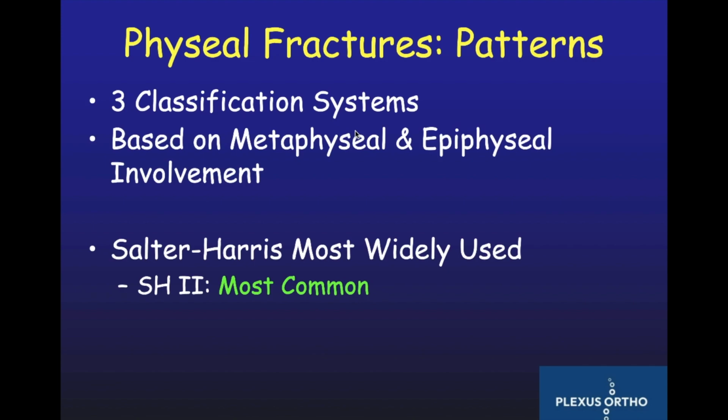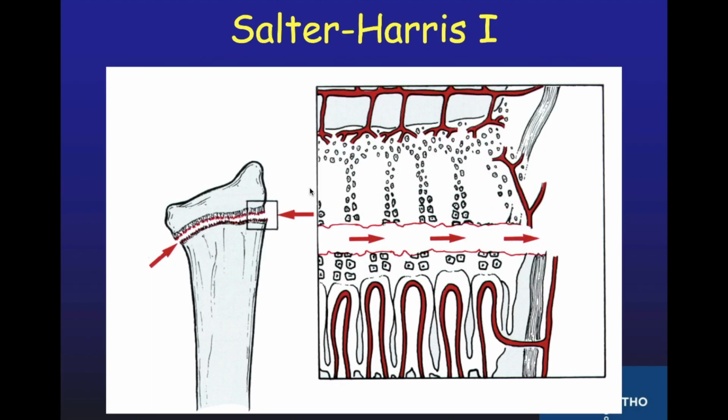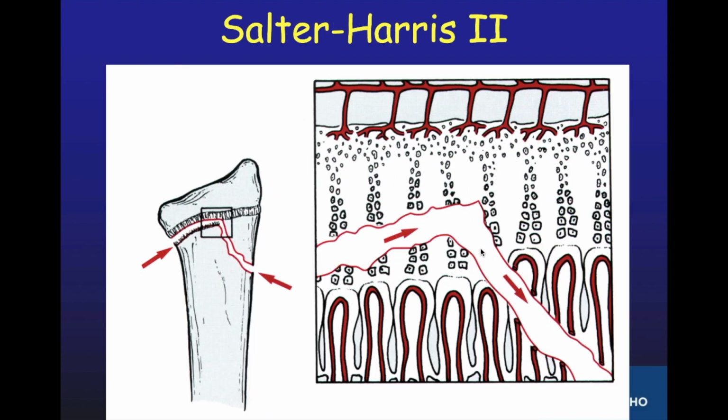Just to simplify your exam, probably the best classification is the Salter and Harris classification. Right? So coming to Salter and Harris, all of us know there are 5 types. Type 1 is where the injury occurs completely through the physis, and this usually occurs through the hypertrophic zone, right? This is a Salter-Harris type 1.